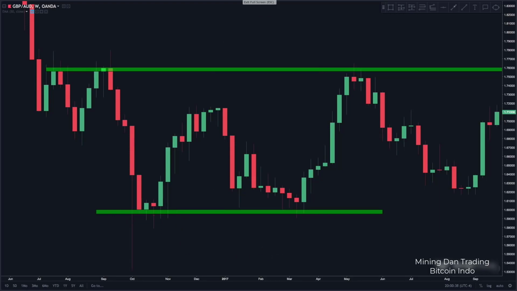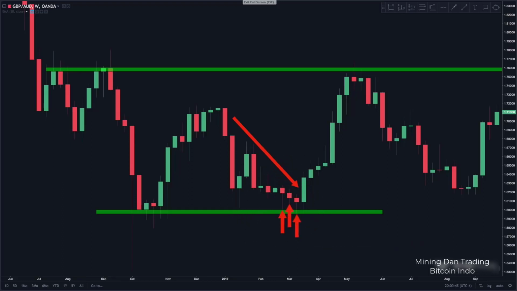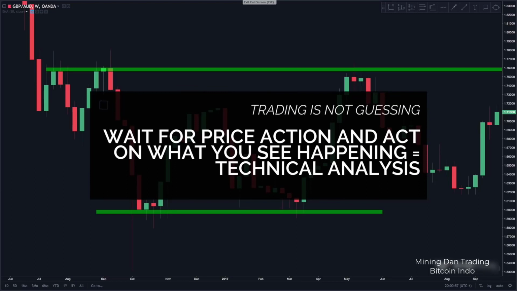Now again, as price approaches this level, look at all the small candles as price approaches this level, which shows no bearish momentum. Price then finishes with 3 candles where the wicks are rejecting support, and then price took off upwards. Trading involves zero guessing. You look for price action and act on what you see happening.